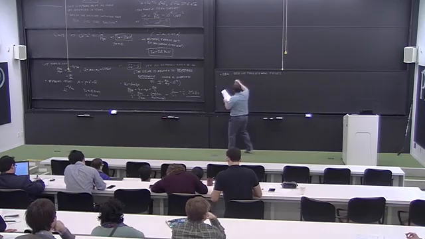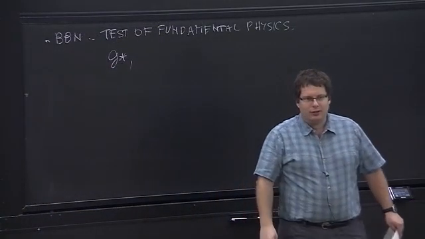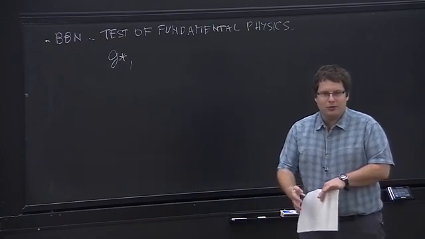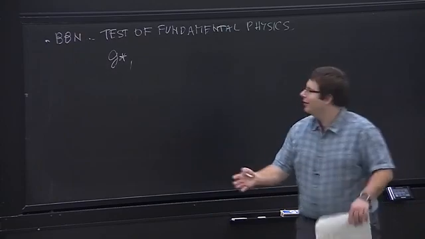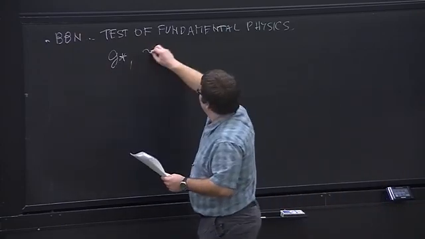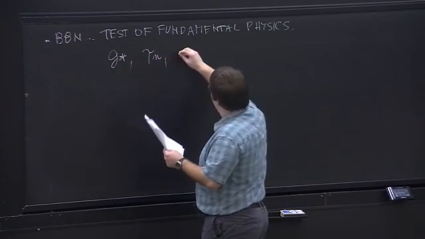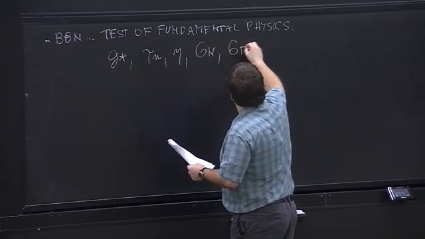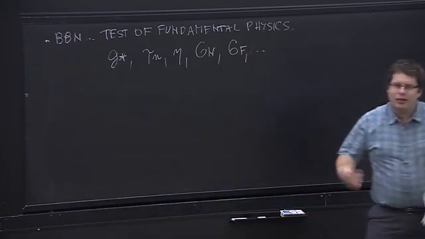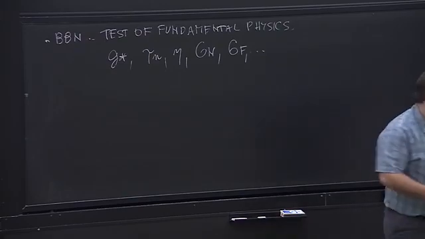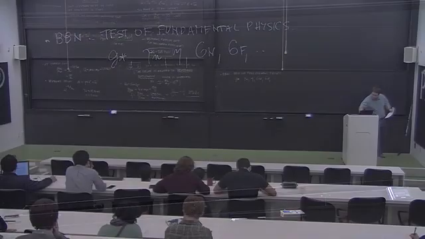And so here we tested G star. That's something which enters that calculation. It's how many particles actually were relativistic at the time. If you start producing new particles in your theory, then of course G star will change, and that estimate will go differently. Tau n, eta, G Newton, G Fermi, all these things actually enter this calculation. And once you start messing with these things, you better be careful what you are doing.